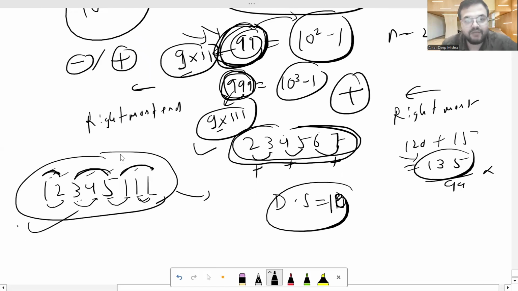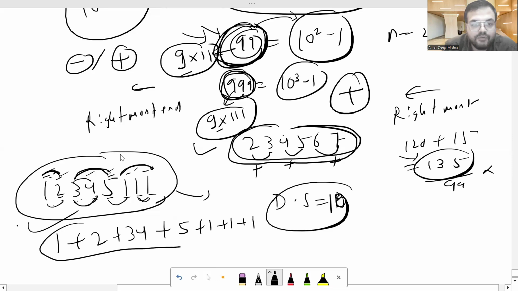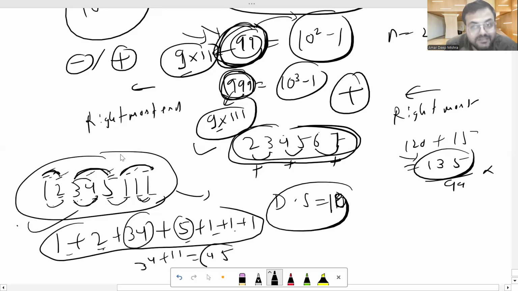Okay. Now understand one more point here. Suppose I take 1 plus 2 plus 34 plus 5 plus 1 plus 1 plus 1. Here I took two digits together. Now check the digit sum value. 1 plus 2 is 3. 3 plus 5 is 8. 8 plus 1 plus 1 plus 1 is 11. Now 34 plus 11 is how much? 45. Now 45 is divisible by 9. So that means this number is also divisible by 9.